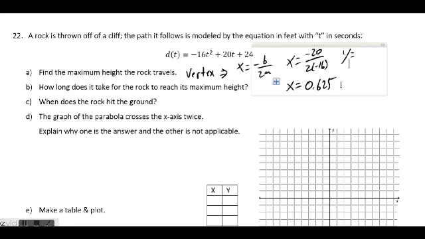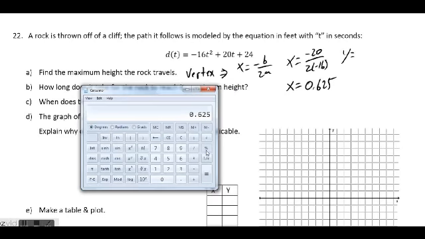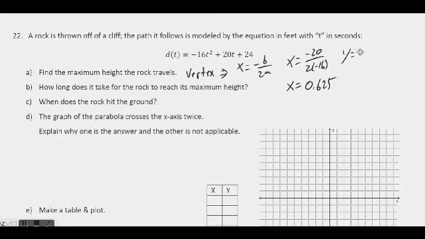How do I find the y coordinate? I plug in 0.625 into the equation. You can just use the calculator if you need to. Order of operations tells me I have to do the exponent first. So 0.625 squared times 16, and it happens to be negative, equals. Now I'm going to add that to 20 times 0.625 equals. Add that again to 24. So my y coordinate is 30.25.